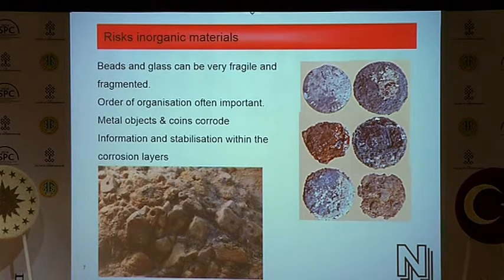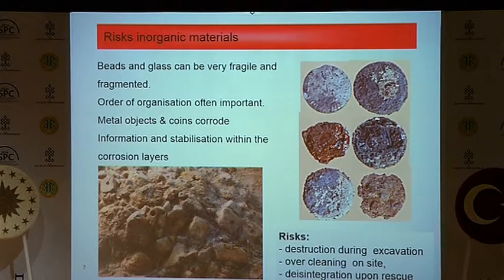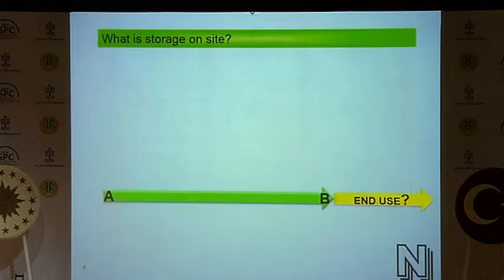Then, for example, metal objects and coins, they are very often corroded, and very typical for archaeological artifacts, and in particular coins, the information lies in the surface, and in particular in the corroded surface. So a typical risk for these kinds of objects is, again, that they are cleaned on site. Oh, you want to see what this is, and you try to clean it with your fingers, and suddenly that piece of information is gone. And they may also be destroyed during the excavation and disintegrate upon rescue.